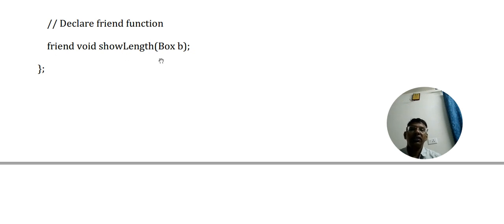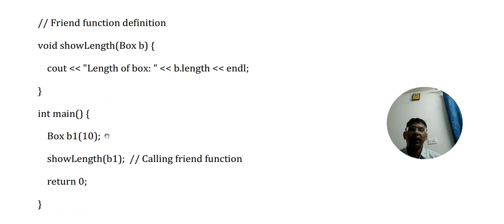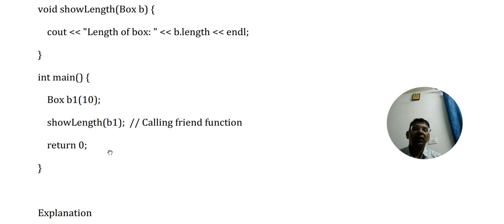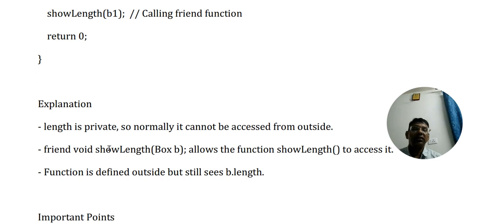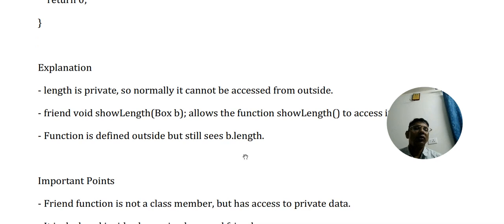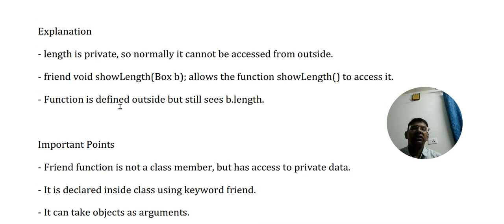So friend void showLength(Box b), and here b1. We have a class named Box, b1 is an object, and 10 is the parameter we are passing, and we can get it printed. So what is the explanation? Length is private here, right? Normally it cannot be accessed from outside. You can access it through a getter or setter, but without that, here we are using friend void showLength, which allows the function showLength to access it. The function is defined outside but still sees b.length.